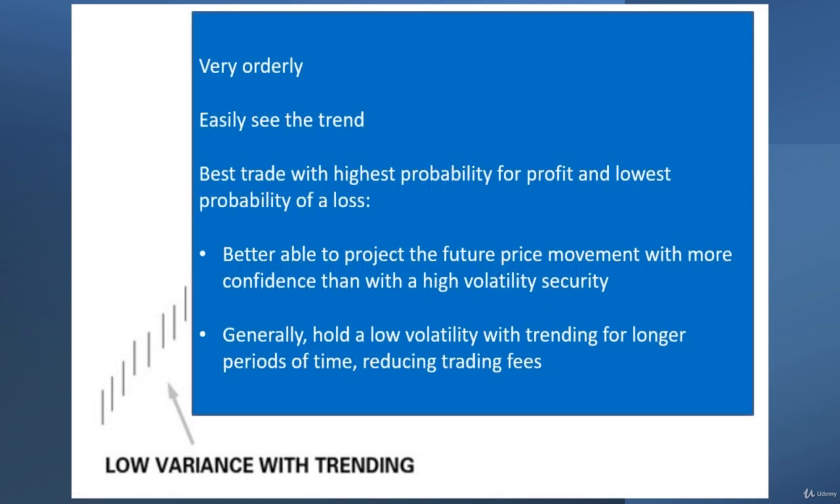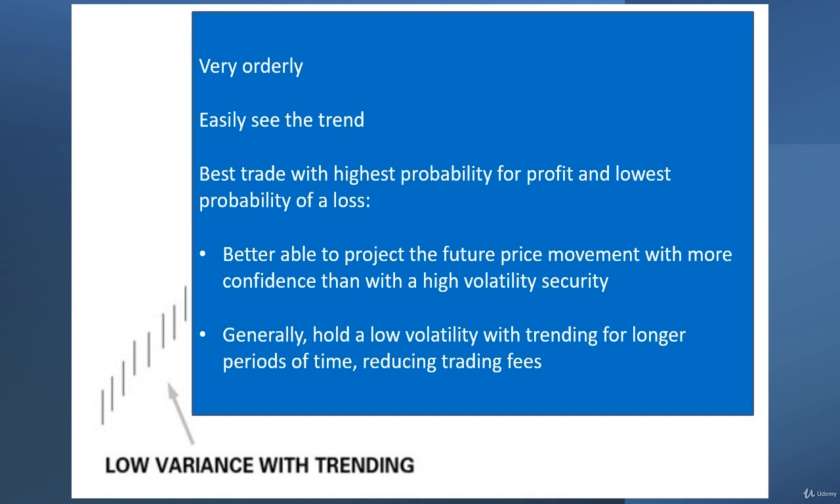So when you see low variance with trending, right? There's very low volatility, but it is trending. It's part of something that's already there. So something being low variance would be very orderly, right? There's not a lot of ups and downs and a lot of movement all over. It's all very orderly. And you can easily see the trend too. So low variance with trending. And this is a great opportunity.